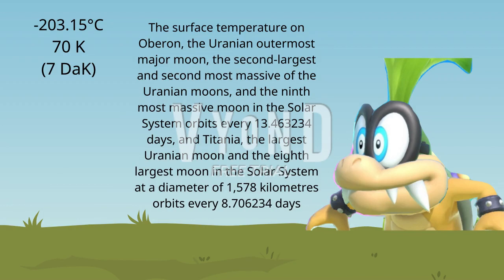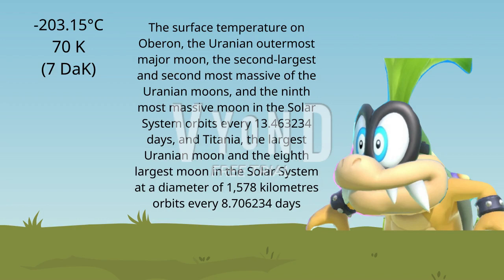The surface temperature on Oberon, the Uranian outermost major moon, the second largest and second most massive of the Uranian moons, and the 9th most massive moon in the Solar System, orbits every 13.463234 days, and Titania, the largest Uranian moon and the 8th largest moon in the Solar System at a diameter of 1,578 kilometers, orbits every 8.706234 days, are at minus 203.15 degrees Celsius, or 7 decakelvins.